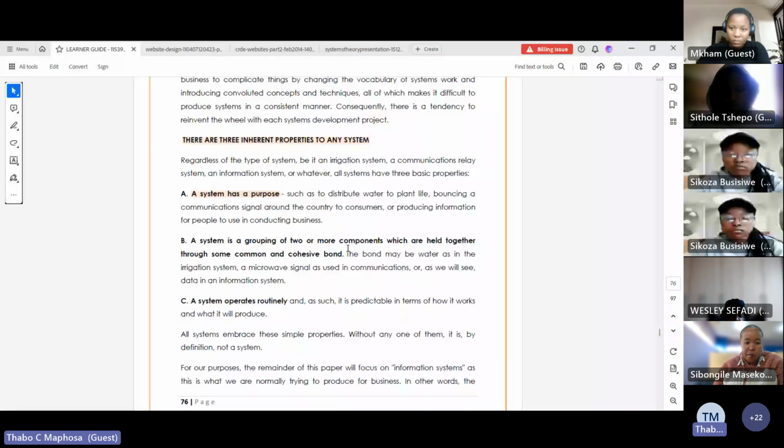And two, a system is a grouping of two or more components that are held together through some common or cohesive bond. A system is a grouping of two or more components sharing the same objective at the end of the day. If it is to keep you alive, that is the whole point of the system. If it is to regulate the functioning of the body or the temperature of the body, that is a system.